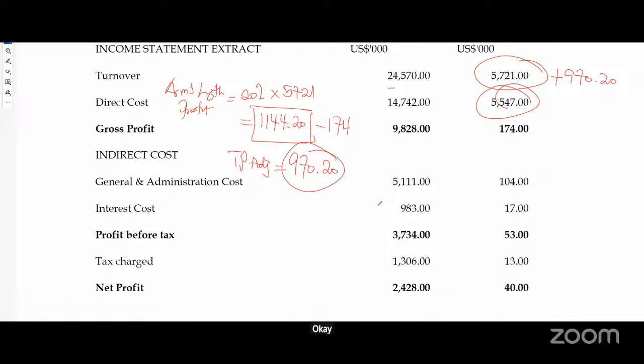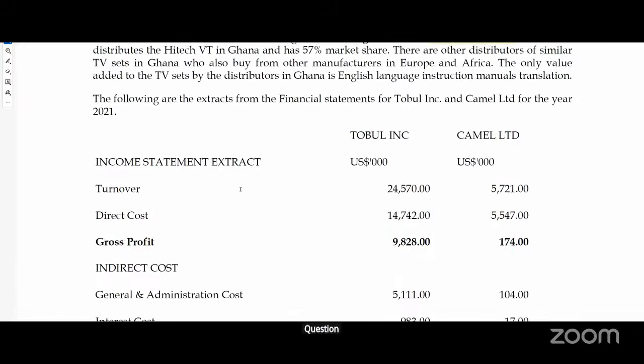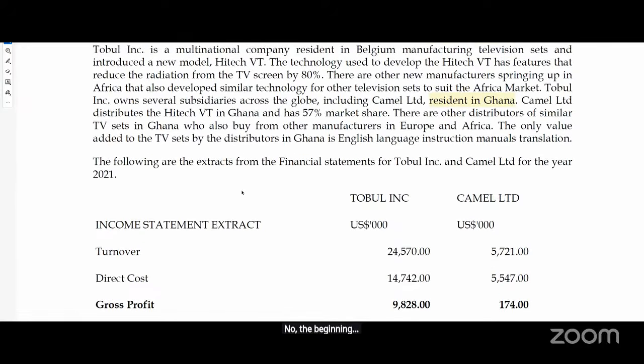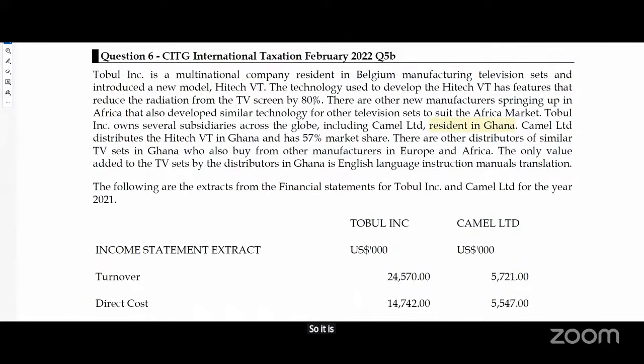Resale price is gone. Can we go to cost plus? Well, can you show the question again, please? I just want to take a snapshot of it. No, the question on the whole, the beginning part. So this is the preamble. February 2022, question 5B.